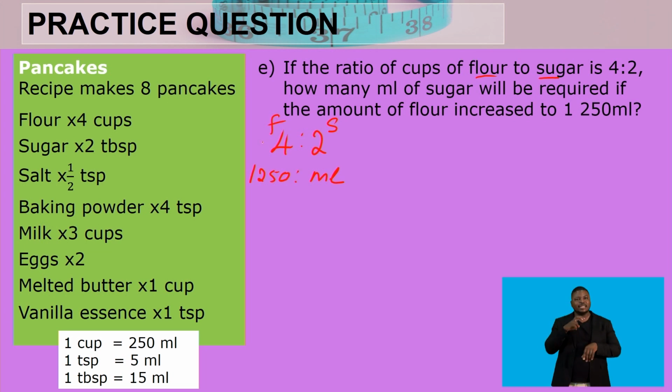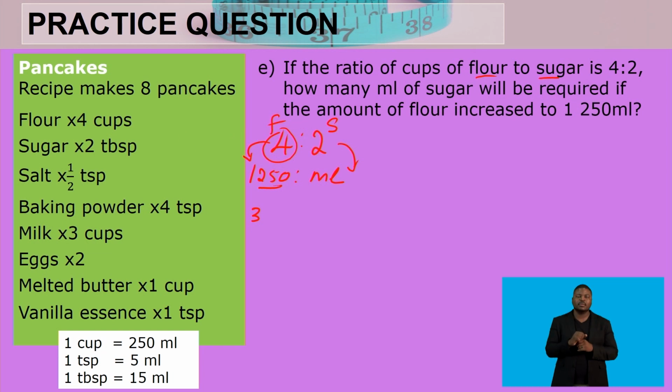So we have to check what was increased. We have to check the ratio increase. What did we increase 4 by to get 1,250? So how do we check that? You're going to say 1,250 divided by 4, which gives us, it means this was increased by what? By 312.5, because when you say 312.5 multiplied by 4, it gives us, sorry, 1,250, sorry about that.